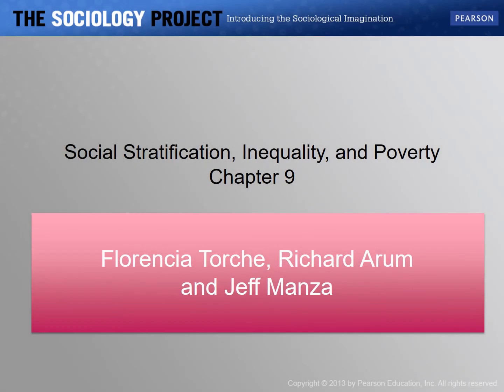So we're skipping back to chapter 9 from chapter 6, and this chapter is on social stratification, inequality, and poverty. Really critical chapter for at least 3 or 4 topics later on.